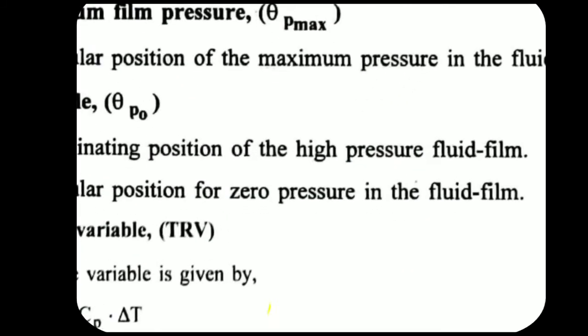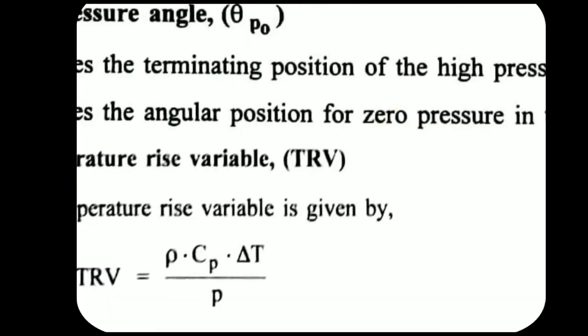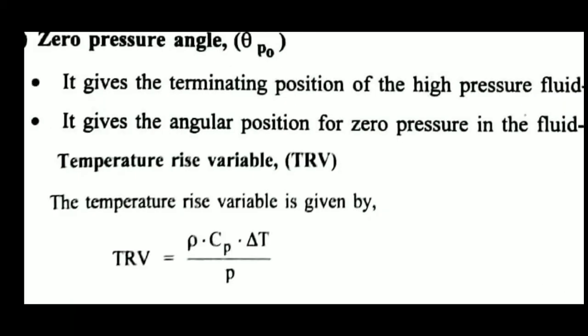Next is the position of the maximum film pressure, theta P max, which is generally given directly. Then the zero pressure angle is also directly given. Then there is a very important parameter, the temperature rise variable. It can be calculated as TRV, that is rho Cp into delta T divided by bearing pressure. Rho is the mass density, Cp is the specific heat of the lubricant oil, delta T is the rise in temperature of the lubricant oil, and small p is the pressure we have to consider here.